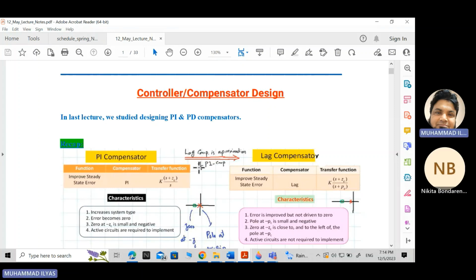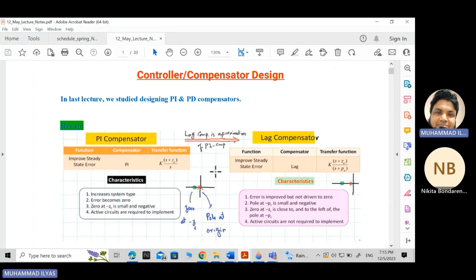So, PI compensator and controller, or lag compensator. We studied this last time. So this is the recap or summary of what we studied last time. The lag compensator is an approximation for the PI compensator. Both are similar, just a little difference in the transfer function. PI or lag compensators are used to improve the steady state error. The main difference is that PI compensators are made from active circuits, whereas lag compensators are made from passive circuits.